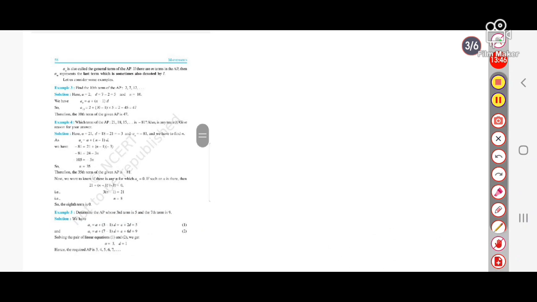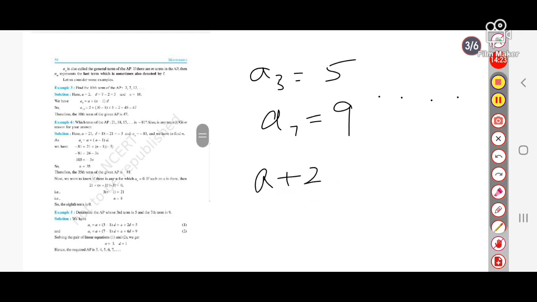Now example 5. Determine the AP whose third term is 5 and seventh term is 9. Again, here they have given a_3 to be 5, a_7 to be 9. Now they are asking us to find the AP sequence. As I told you, they are just beating around the bush. You need to implement your knowledge in different ways in order to get your result. So a_3 is nothing but a plus 2d. Substitute in the formula a plus n minus 1 into d: a plus 2d is 5, a plus 6d is 9.